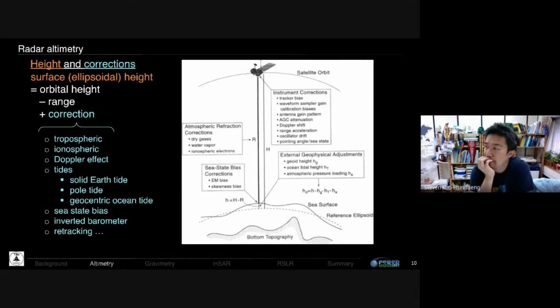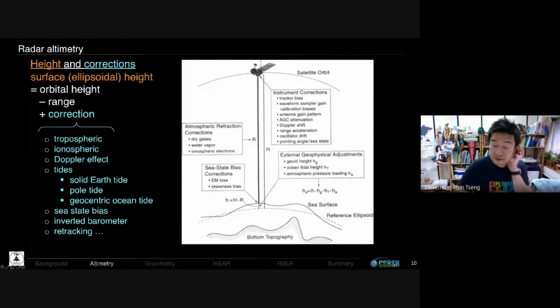This is the computational procedure to obtain the sea level height. Before I said it's quite straightforward, because when we have a time delay divided by 2 times the speed of light, that's basically the range. As you can see in the upper left, there's an equation for the range. Once we have the orbital height, we subtract the range and add some corrections, and we can recover the surface height in a certain datum.